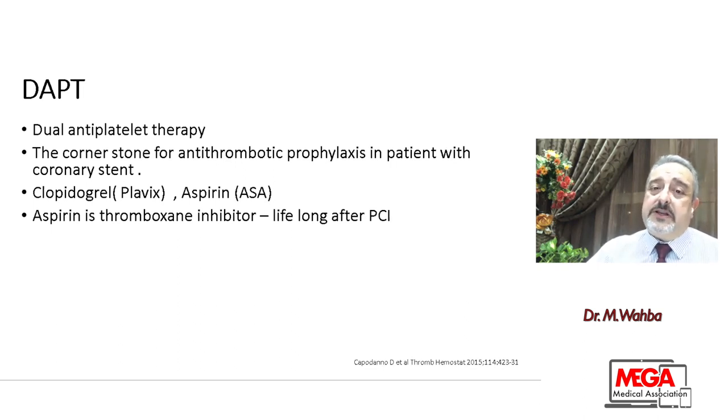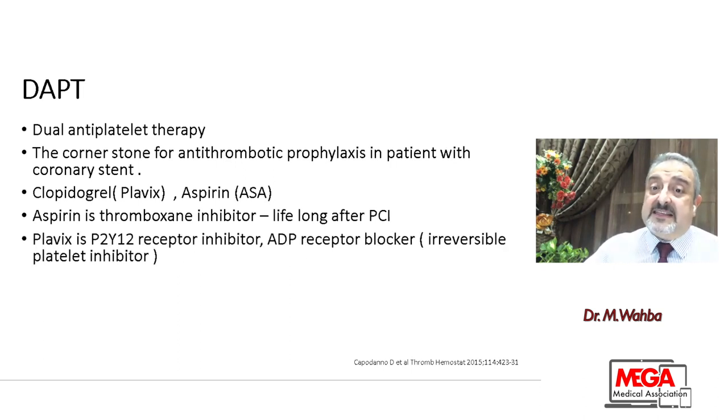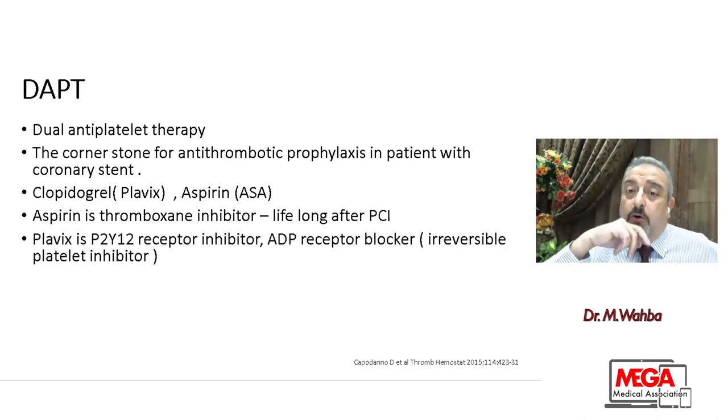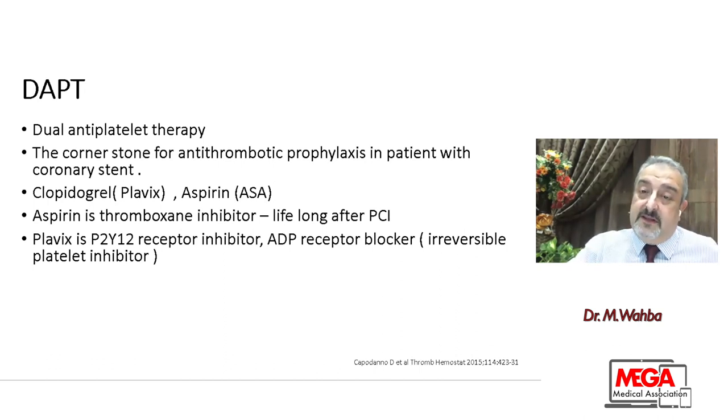Once he had a stent, he will use aspirin for life. The dose is starting from 75 milligram or 81 milligram or maximum of 100 milligrams once daily for life. The second medicine is Plavix, or clopidogrel. It is the receptor inhibitor, or the receptor blocker. It causes irreversible platelet inhibition.